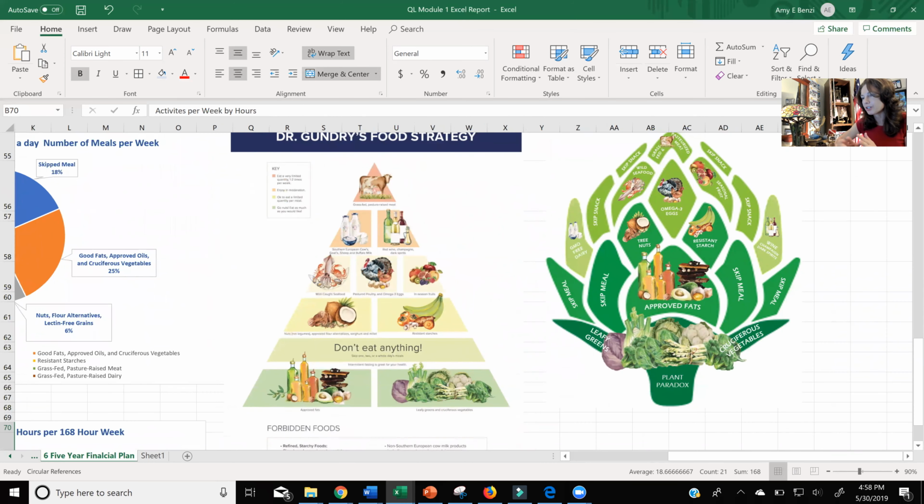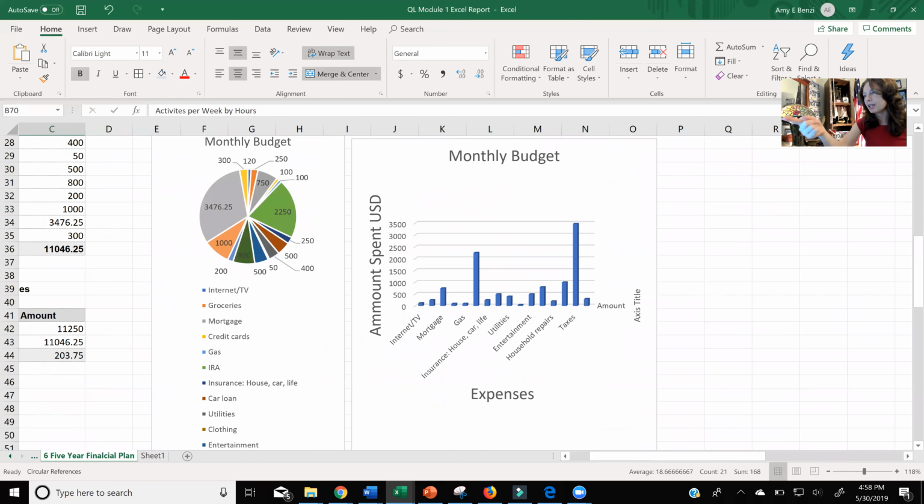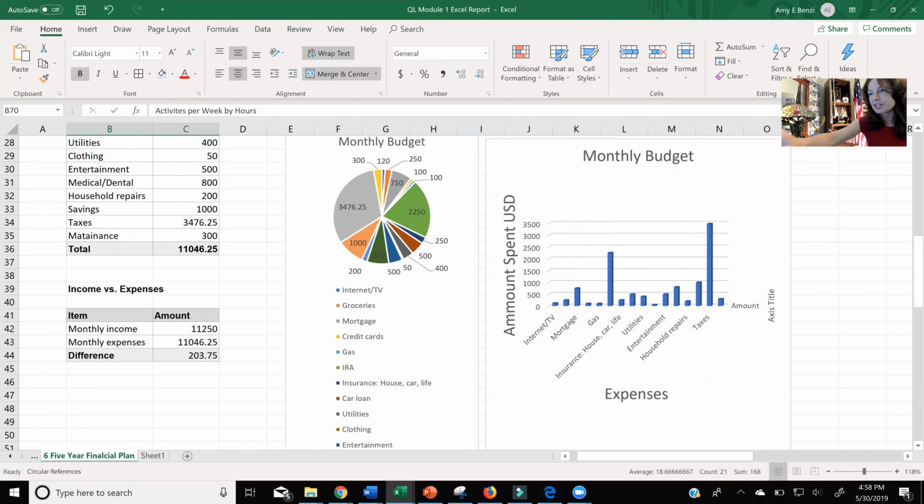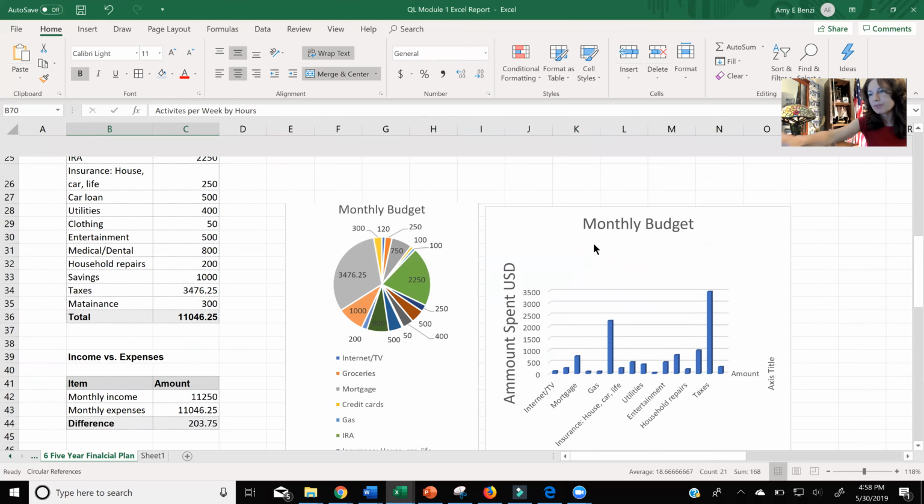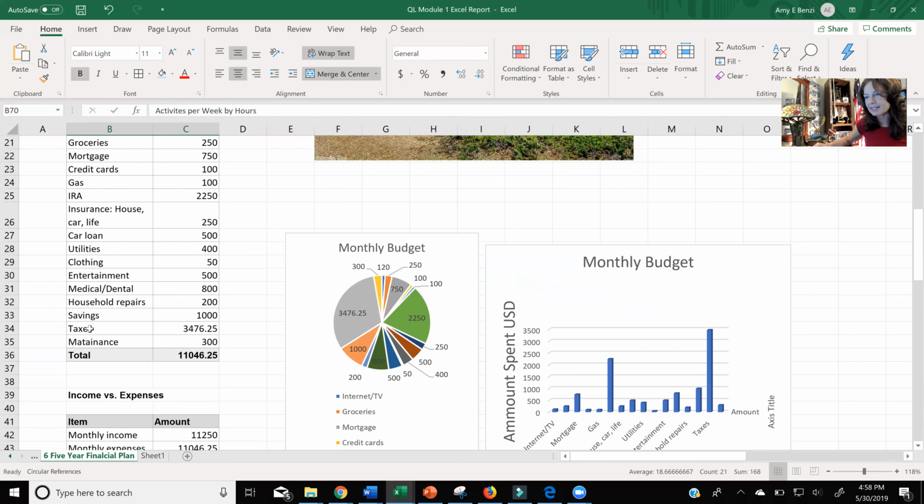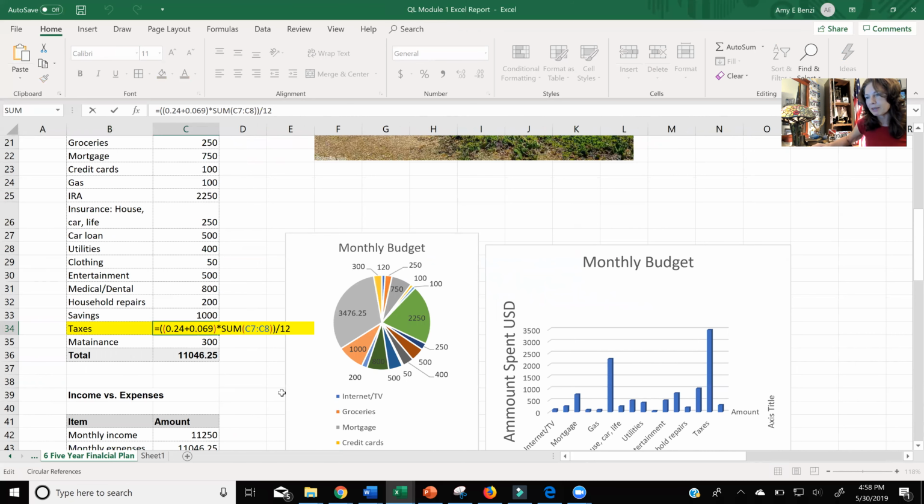And then for the budget part, you're actually going to put in a pie chart and a bar chart for that one. Now, let's have a look here at your taxes. You see right here where I have my taxes listed. Let me just highlight that in yellow real quick so you can see it. Right here, I have my taxes.